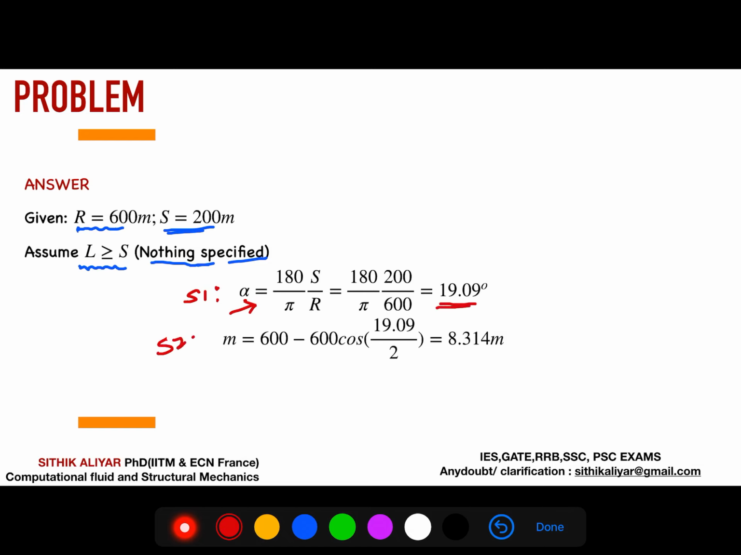Step 2, then you can use the formula r minus r cos alpha by 2. Since it is a single lane, they didn't give you anything related to lane, and they are asking with respect to center line of the road only. So you can directly use the formula r minus r cos alpha by 2, which will give you 8.3 meter. Okay, so this is your setback distance.